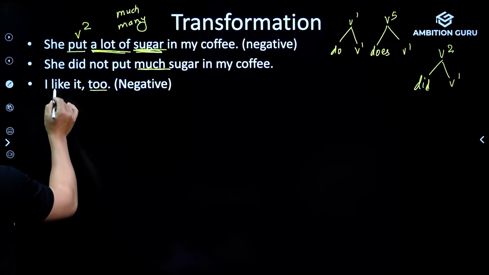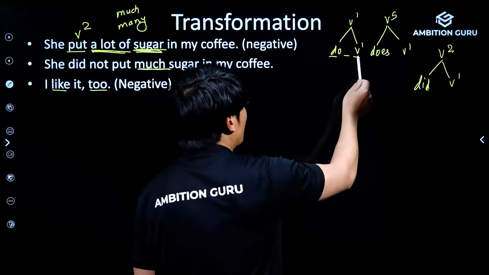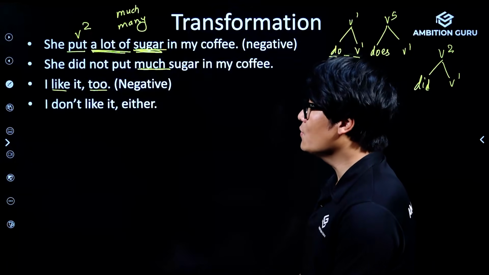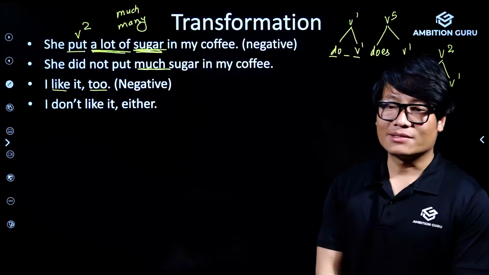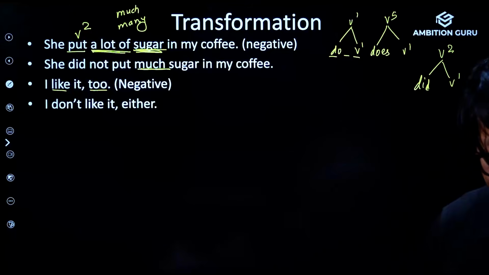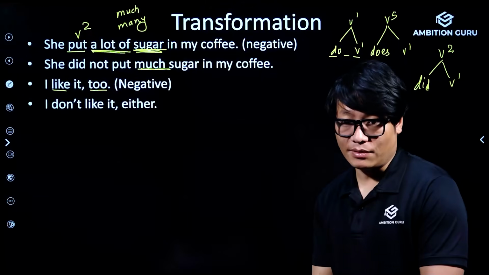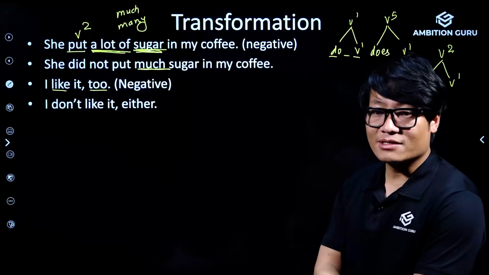So what will this be? Like is verb one. So verb one means do not plus verb one. So the answer is I don't like it either, or I do not like it either. That's a beautiful answer, Dikshant. Is the comma necessary? Yeah, absolutely. The comma is necessary in written form. Okay, that's good.